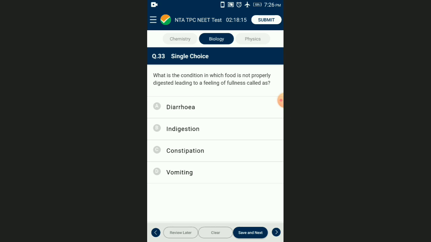The condition in which food is not properly digested leading to feeling of fullness is called indigestion. So the answer is option B, indigestion.